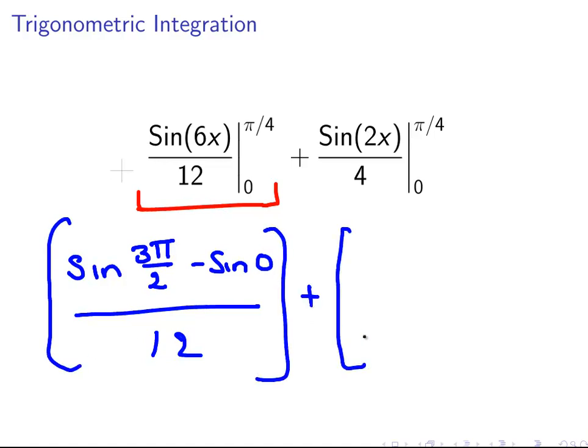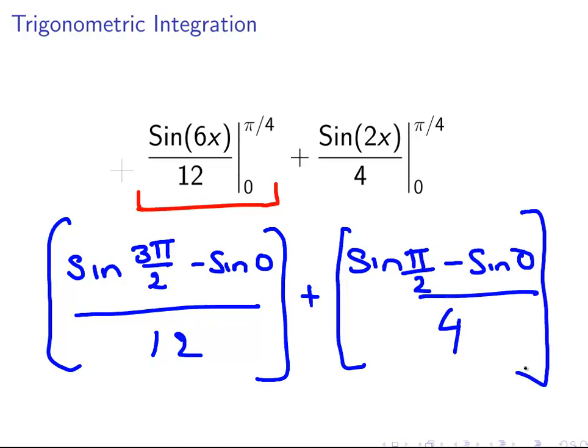And on this side we have sine of 2 times pi over 4. So 2 pi over 4 is pi over 2. And minus sine of 0, and that's all over 4. So that's just a bit of calculator work. That works out to be minus 1, 0. That works out to be 1. That works out to be 0.